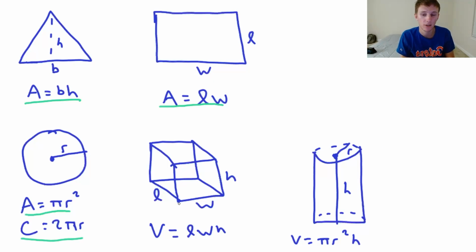You need to know how to get the volume of rectangular prisms. Just multiply all the sides together. And make sure you know how to get the volume of cylinders. Basically, you just take the area of the circular base, and then you multiply that by the height. So if you know these formulas, you know how to get pretty much all of the area or volume questions.